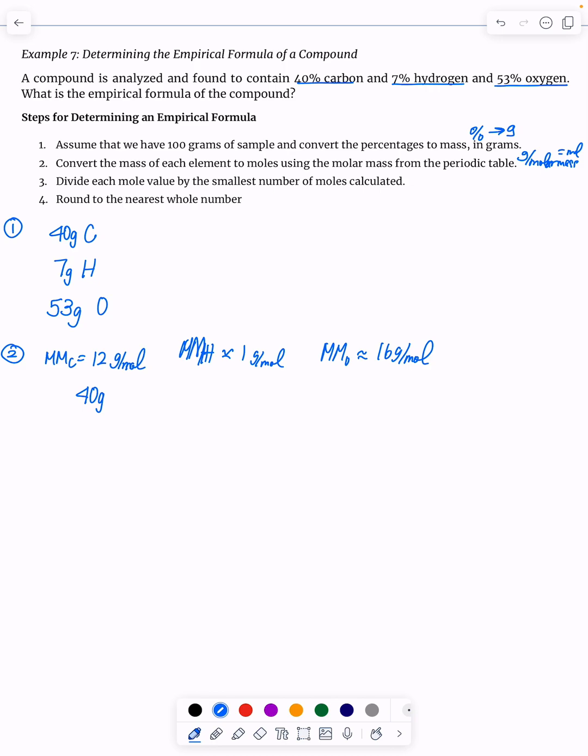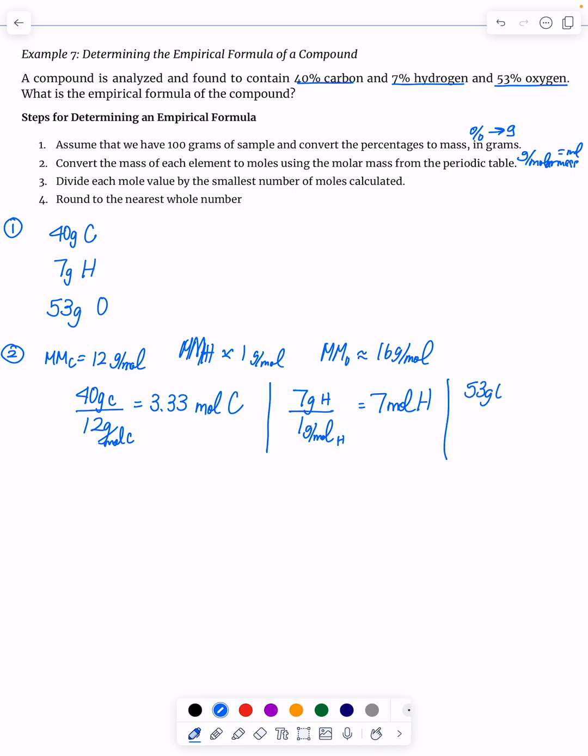So 40 grams of carbon divided by 12 grams per mole, and I get 3.333 repeating moles of carbon in this compound. And then I have 7 grams of hydrogen divided by the 1 gram per mole of hydrogen, and I get 7 moles of hydrogen. Cool. And then I'll do oxygen. 53 grams of oxygen divided by about 16 grams per mole of oxygen, and 53 divided by 16 is approximately 3.31 moles of oxygen.